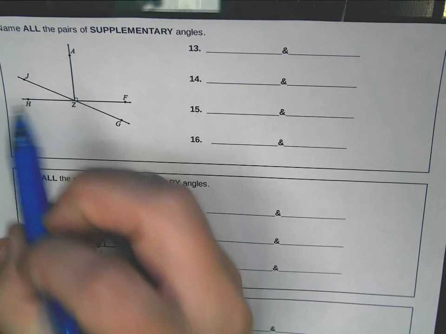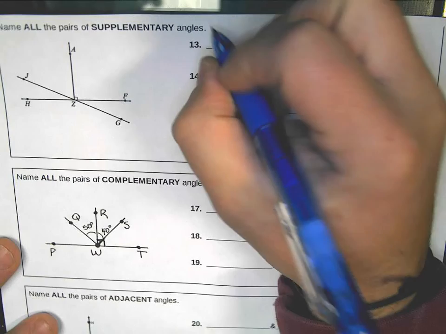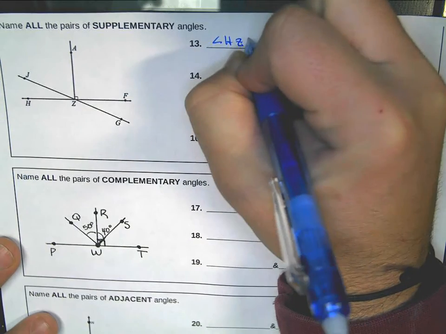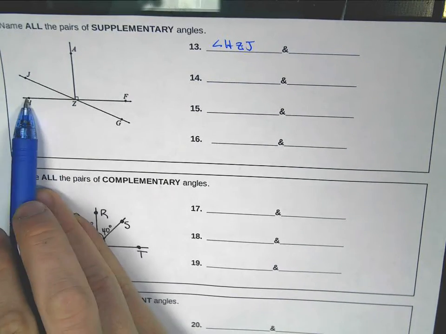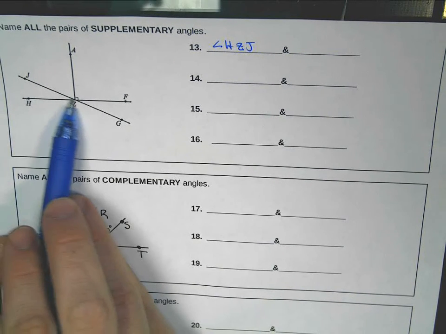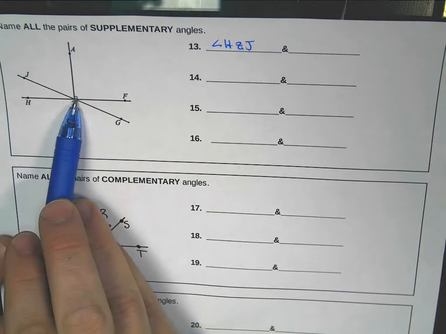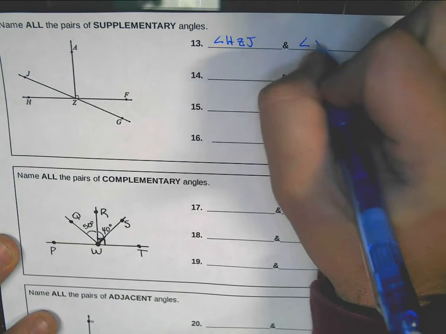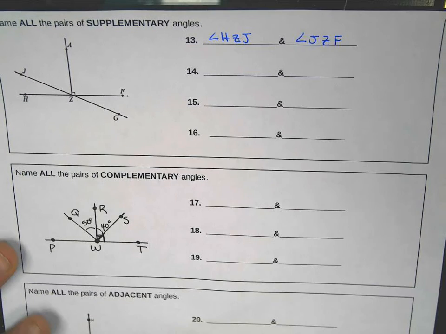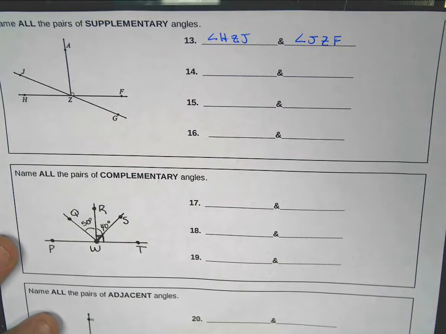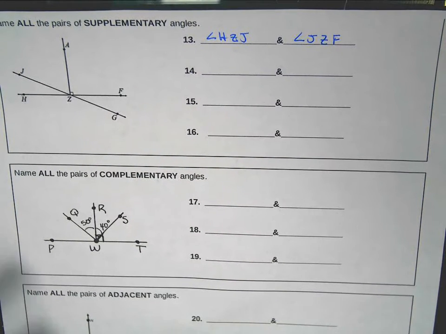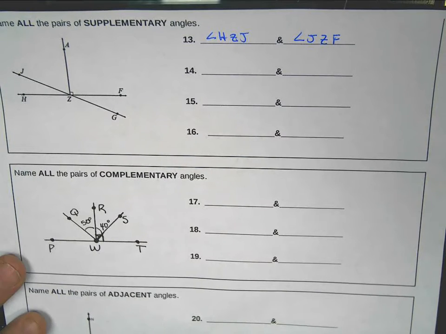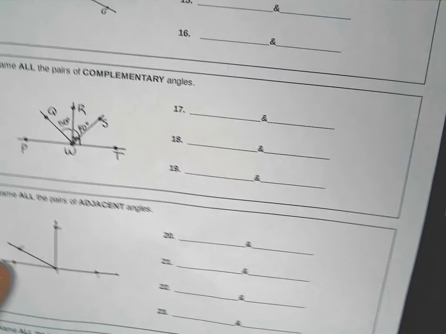So let's name a couple. The first one I can say is HZJ. And what other angle helps create a straight line with HZJ? We have HZJ, and to create the straight line, we have to go JZF. Like so. And then you'd continue on and name other pairs of supplementary angles.